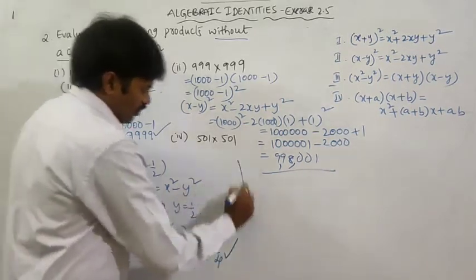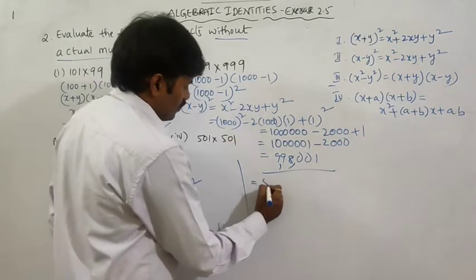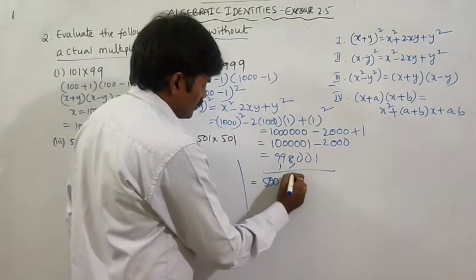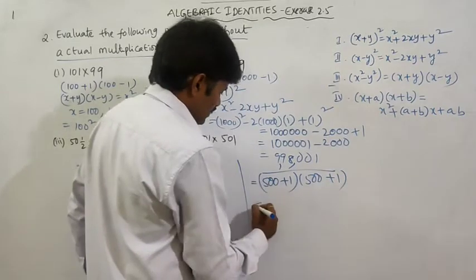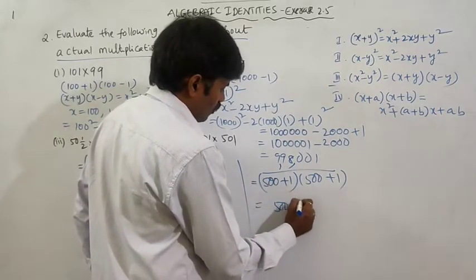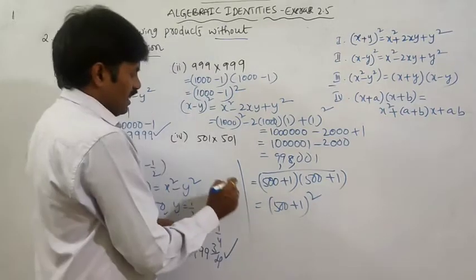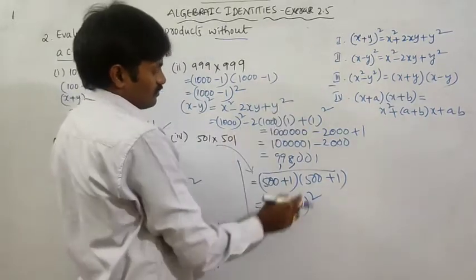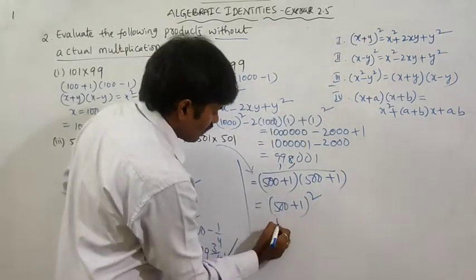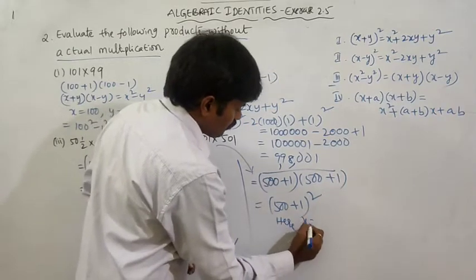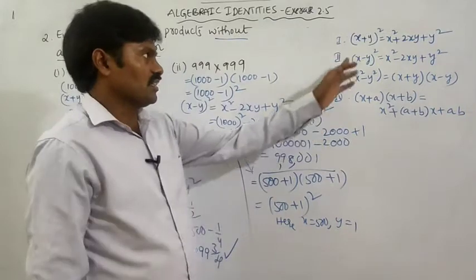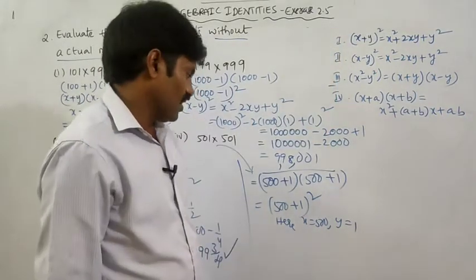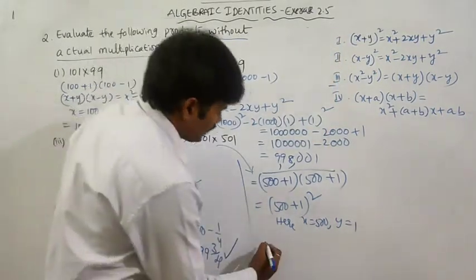Okay. Now 501 into 501. (500 plus 1) into (500 plus 1). That is equal to (500 plus 1) whole square. It is in the form of (x plus y) whole square or not? First identity. So here what is x? 500. What is y? 1. So substitute in the first identity and simplify. We get the answer like this.